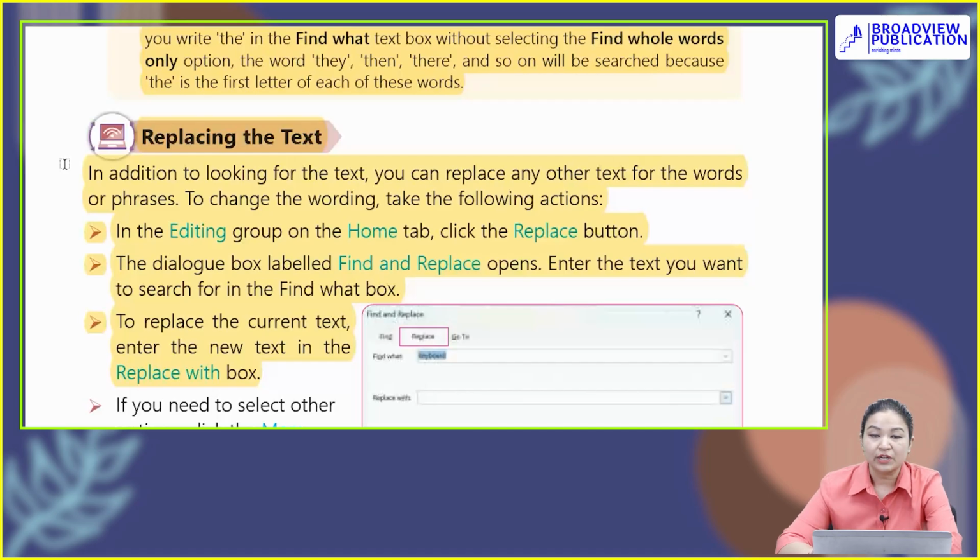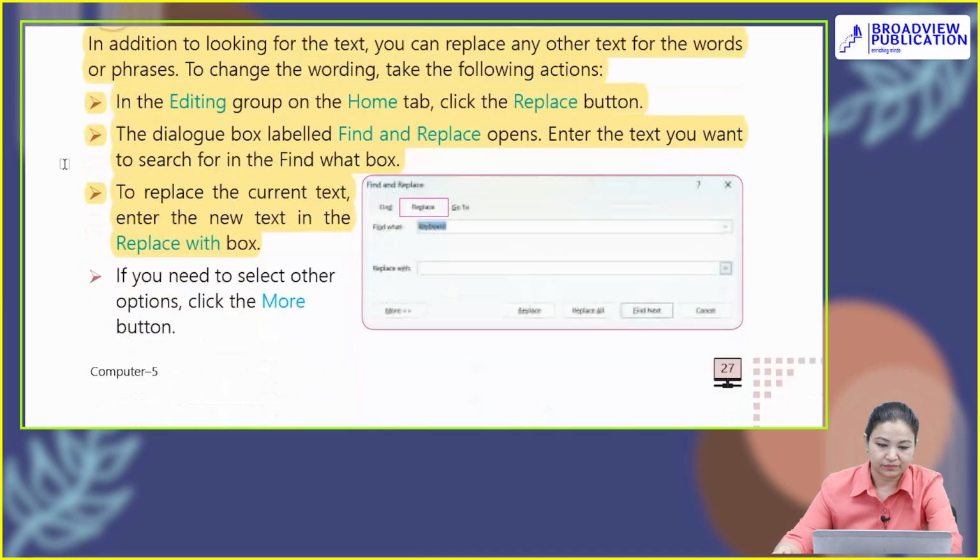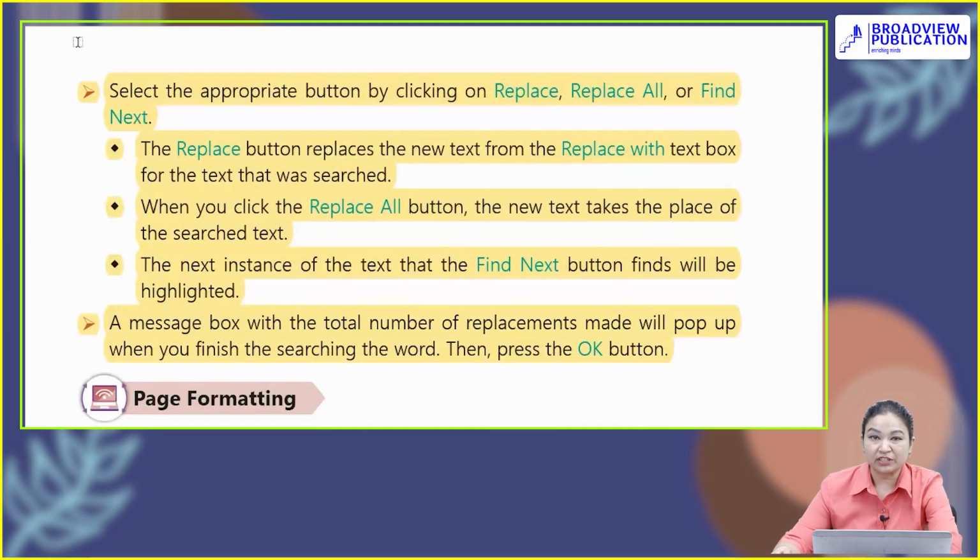For this you have to go to the Editing group on the Home tab, then click on the Replace button. A dialog box labeled Find and Replace opens. You have to enter the word which you are looking for in the Find what box and enter the new word to replace the current text. If you need to select other options, click the More button. As you can see, you type the word which you are looking for in Find what and you will replace it with a new word. Select the appropriate button by clicking Replace, Replace All or Find Next.